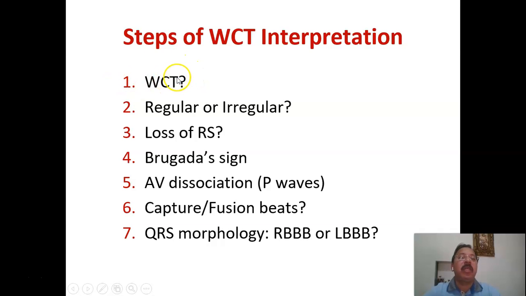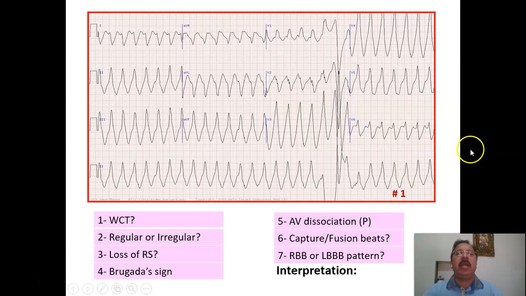The first step is to see whether it is a wide complex tachycardia or not. Then regularity, regular or irregular. If it's regular, we'll follow the next 5 steps. If it's irregular, then Brugada's algorithm is not applicable. If it's regular, then we look for loss of RS, Brugada's sign, atrioventricular dissociation, capture and fusion beats, and QRS morphology. So this is the first ECG, and look carefully at the whole ECG and especially the rhythm strip.